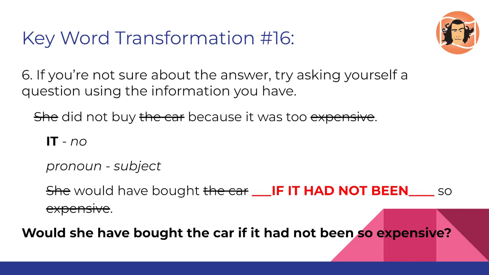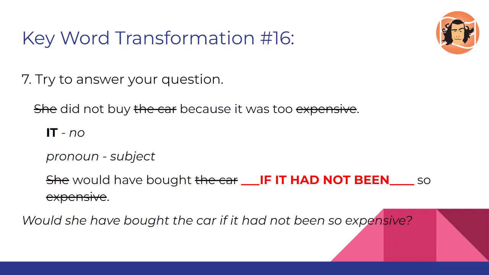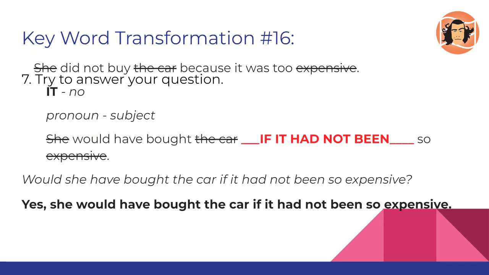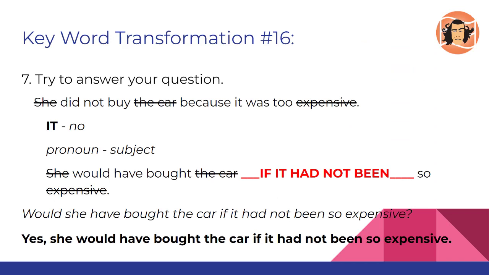And now what I'm going to try and do in step number 7 is to answer this question. And you should do the same. Try to now write down a full answer to your question. And I'm going to do the same here. When you're ready, press play and we'll see what answer I write down. Okay, so hopefully you've done that. Now, would she have bought the car if it hadn't been so expensive? Based on the information that we have here, yes, she would have bought the car if it had not been so expensive.